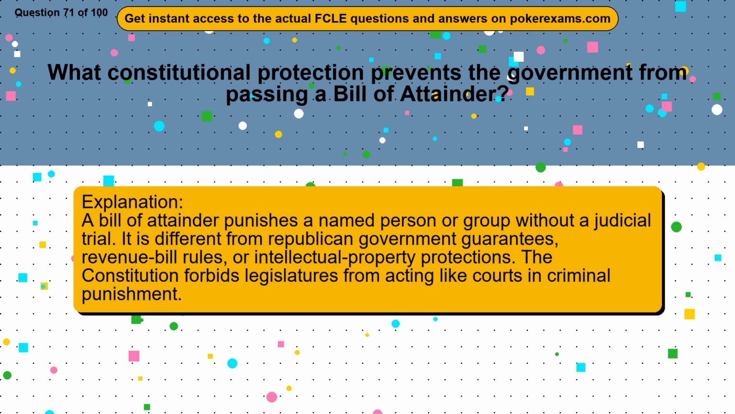A bill of attainder punishes a named person or group without a judicial trial. It is different from republican government guarantees, revenue bill rules, or intellectual property protections. The Constitution forbids legislatures from acting like courts in criminal punishment.